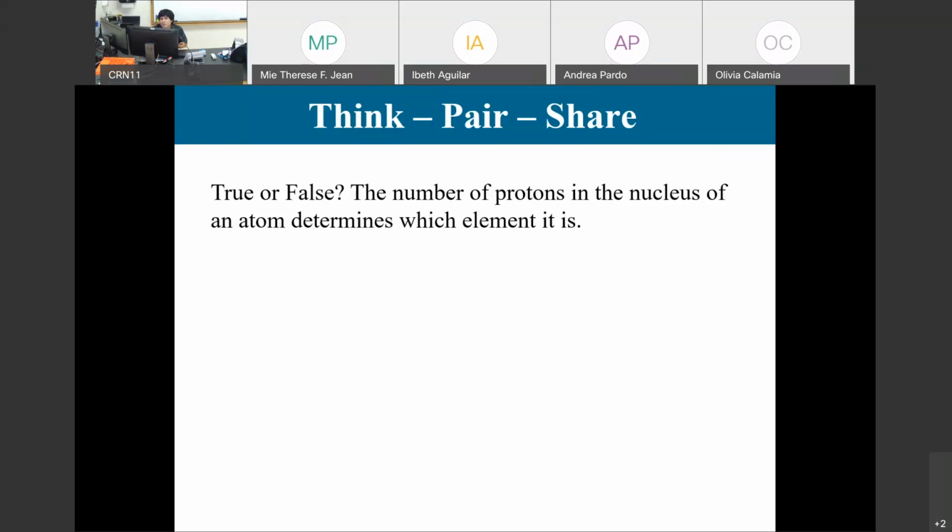True or false? The number of protons in the nucleus of an atom determines which element it is. I'm going to give you the hint. The atomic number is the number of protons and electrons in an atom. True, yes. Right, as I said, to know what element you are dealing with, you need to know the number of protons. That gives you the atomic number. If you have the atomic number, you can do what? The electronic configuration. Again, that's more chemistry, but if you have seen chemistry, you know what I'm talking about.